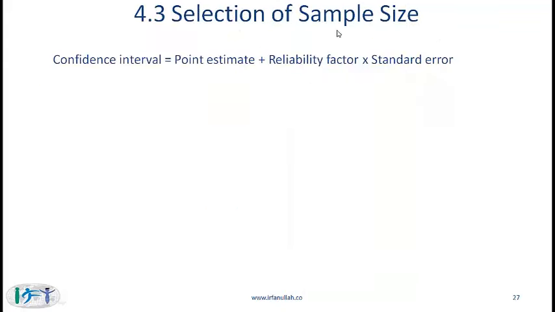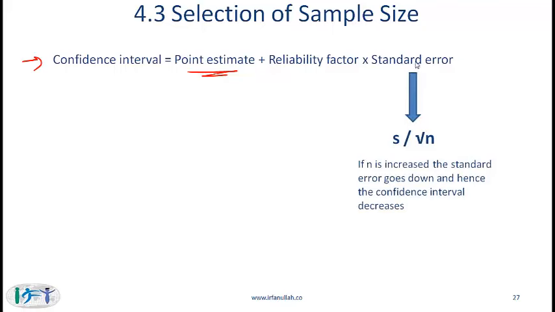Selection of the sample size. Now, when you are pulling a sample, obviously one of the things you worry about is how big must your sample size be. If we look at this basic equation, confidence interval is point estimate plus reliability factor into standard error, you recognize that the standard error depends on the sample standard deviation divided by the square root of n. So if you want a tighter or a smaller or a more precise confidence interval, then you need a smaller standard error. You can get a smaller standard error by using a larger sample size.